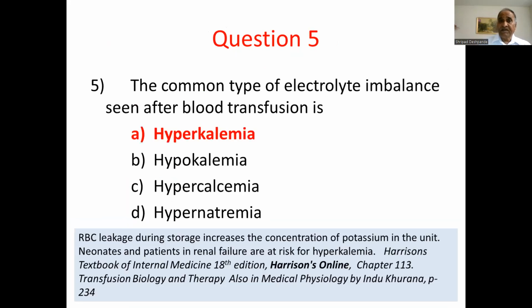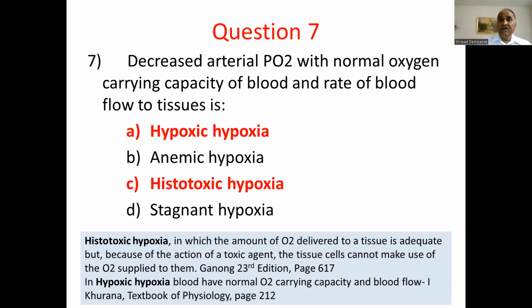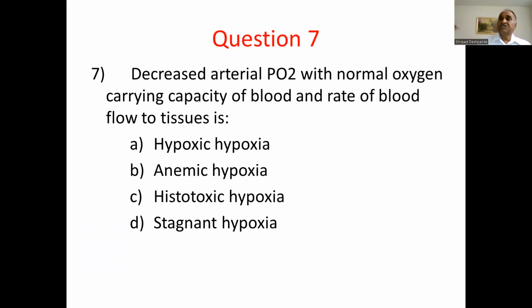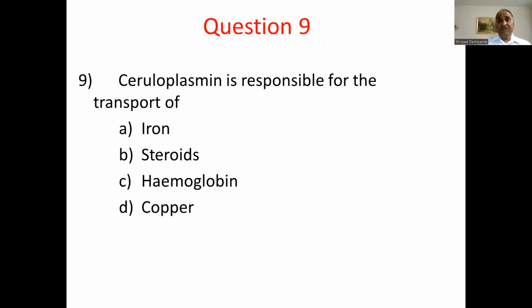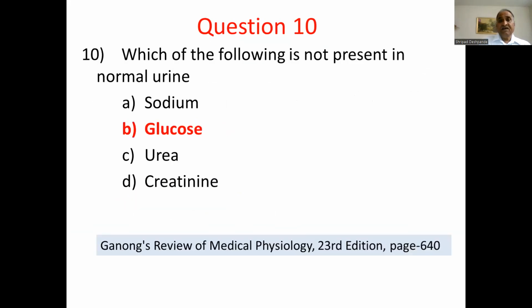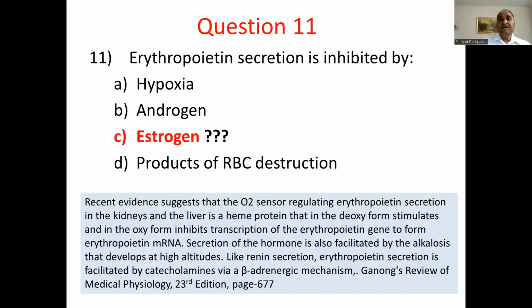Question number 7, the decreased arterial PO2, that means the oxygen carrying capacity of blood and the rate of blood flow are normal. So that can happen in hypoxic hypoxia as well as in histotoxic hypoxia. Hence, there are two responses. So now, then comes the option that erythropoietin secretion is inhibited. No, estrogen does not inhibit. Estrogen does not stimulate. It's a neutral thing. Hence, the stem is wrong.